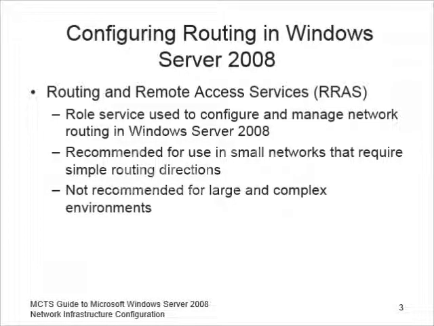Routing and Remote Access Services is a role service used to configure and manage network routing in Windows Server 2008. As a software-based router, RAS is recommended for use in small networks that require simple routing directions, but is not recommended for large and complex environments. Along with routing, RAS provides the Dynamic Host Configuration Protocol Relay Agent, which is a functionality for 2008 networks.